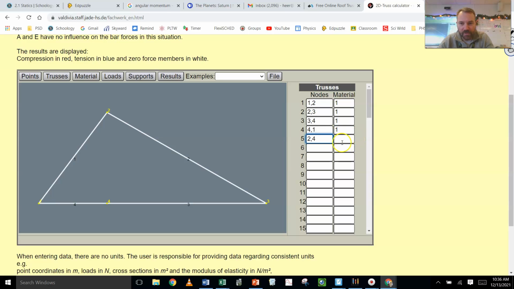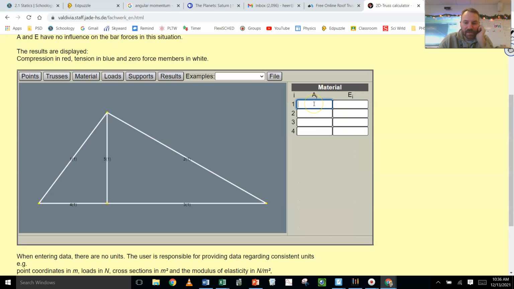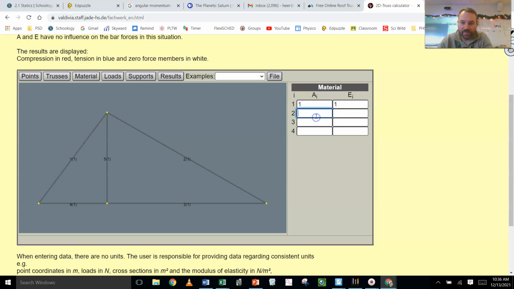And it doesn't matter what order you put these in. The next thing, material, it doesn't matter. This stands for the cross-sectional area, and right now we don't really care. And then E stands for Young's modulus. That's how much it deforms over a certain amount of load. So for right now, just put a 1 in for everything.